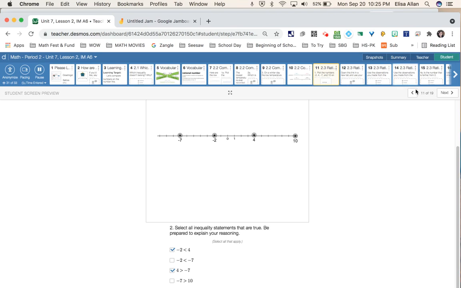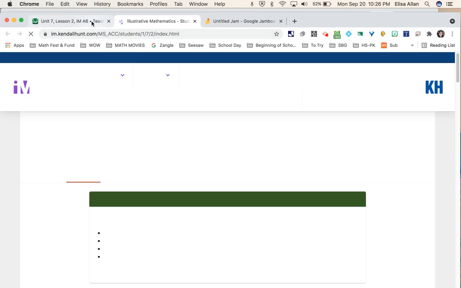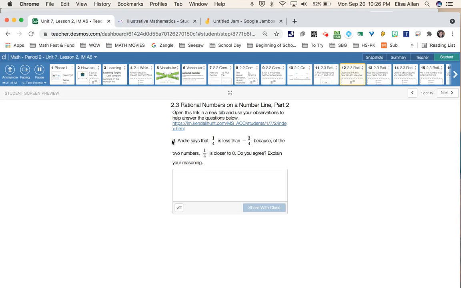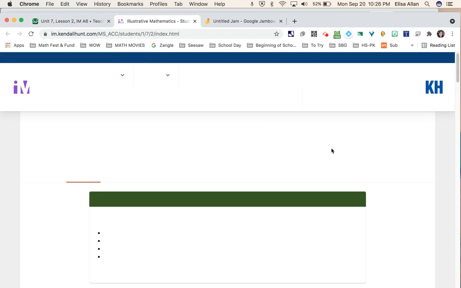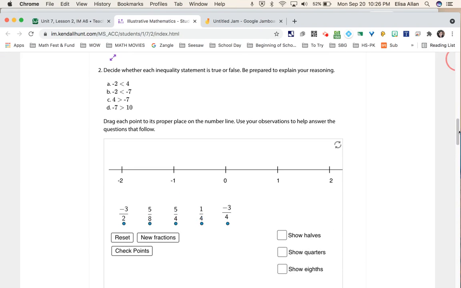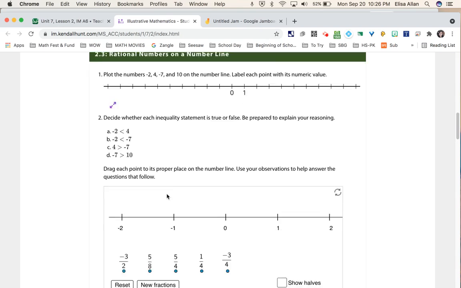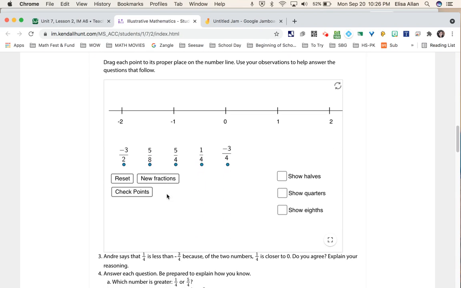Taking a look at slide 12, we are now looking at some more rational numbers on the number line. And we're going to start by going to this site right here and using this to help us compare and answer these questions. All right. So clicking on this site, again, I know I'm working on 2.3 and it's in question 3. So I'm going to scroll down from here and find 2.3. There it is. Rational numbers on a number line, and we're looking at question 3. So here's question 3, and we're going to use this right here to help us answer the question.